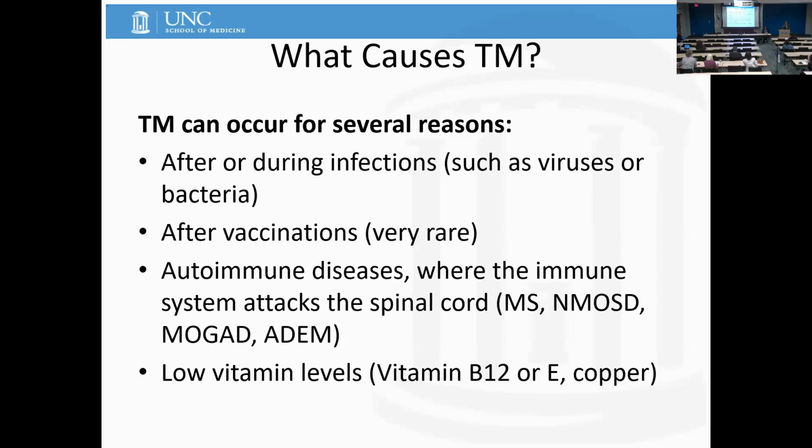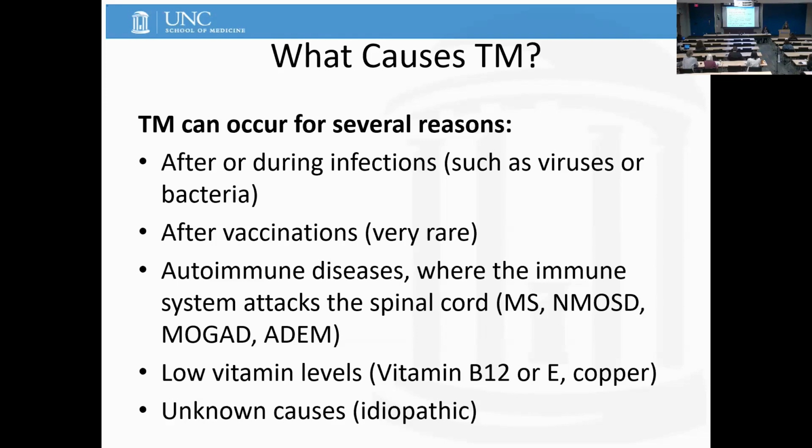And then, not related to inflammation, but I think it's worth mentioning that sometimes when people have low vitamin levels, like vitamin B12, vitamin E, copper, that can also cause damage to the spinal cord. So this is something else that we will often try to rule out. When somebody comes into the clinic and they have a spinal cord lesion, we will often measure these vitamin levels because it can be a cause of damage to the spinal cord.